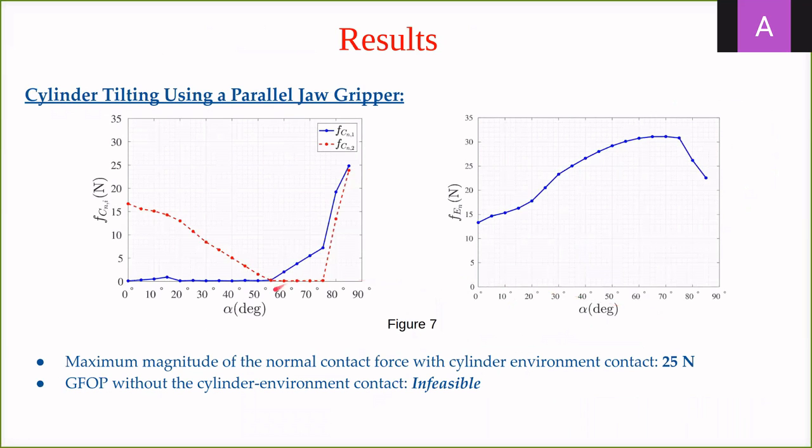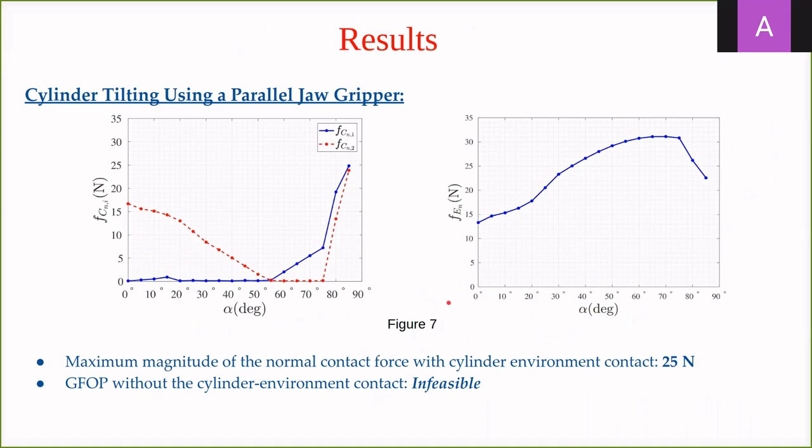In figure 7, the graph on the left shows the variation of the cylinder gripper contact force in the normal direction on the y-axis with respect to the cylinder tilting angle alpha on the x-axis. And the graph on the right shows the variation of the cylinder environment contact force in the normal direction on the y-axis with respect to the tilting angle alpha on the x-axis.